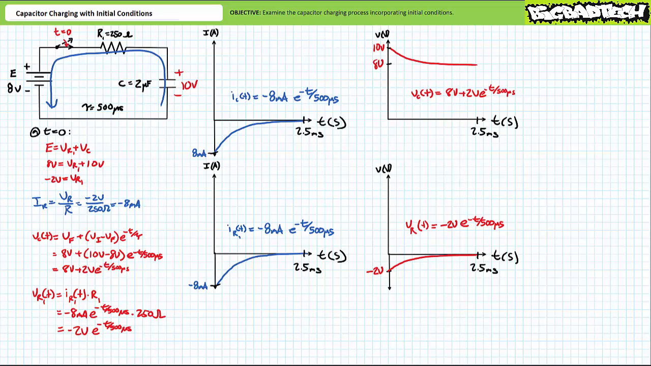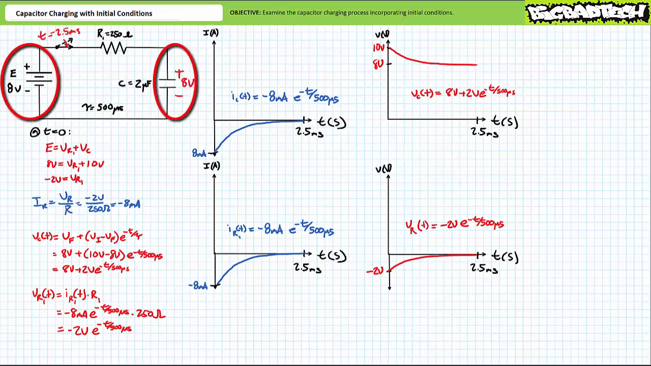Finally, voltage across the resistor as a function of time, VR1 of t, can be best expressed using Ohm's law, as VR1 of t equals IR1 of t times the constant resistor value R1. Substituting in these given values, VR1 of t resolves itself into negative 2 volts times e to the negative t over 500 microseconds. R1 again experiences an initial differential of 8 volts minus 10 volts, or minus 2 volts, which then decays to 0 volts by 2.5 milliseconds.